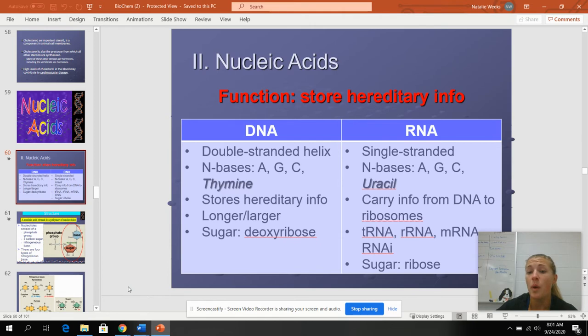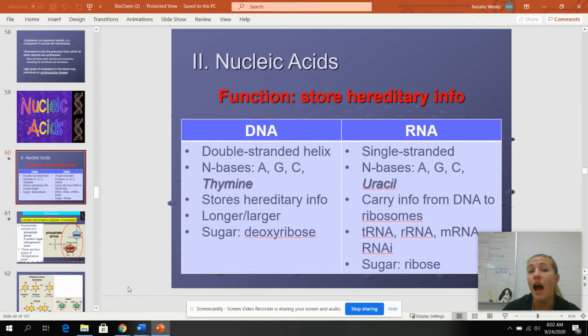If we look at our other one, we have RNA, which is single-stranded, and it has the bases AGC and uracil. So adenine, guanine, cytosine, and uracil. This carries information from DNA to ribosomes that are also made of RNA. We have a couple different types as well. We have tRNA, which is transfer RNA. That's the one that actually brings amino acids to the ribosomes. We have rRNA, which is what ribosomes are made of. mRNA, that's our messenger that goes between the nucleus and the cytoplasm where the ribosomes are.